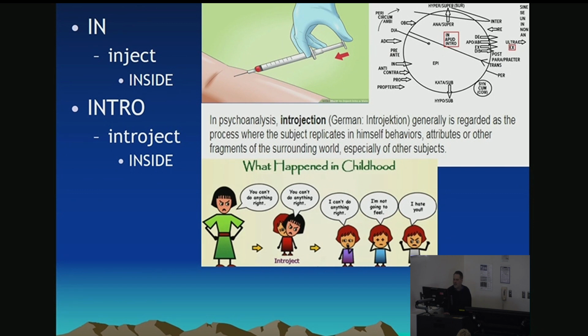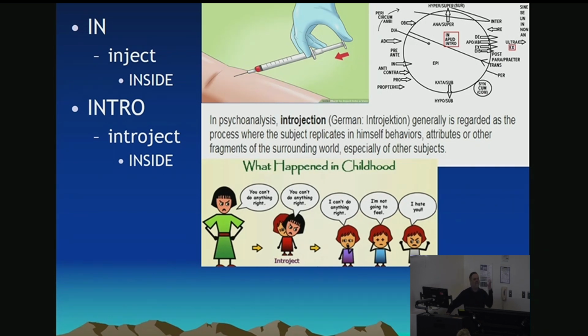Okay? And so what does it mean? Very easy to understand. To introject is the opposite of to project. Okay? So projection is to lay your crap on others. To introject is the opposite. And there's an example. What happened in childhood? You can't do anything right, the mother says, and underneath it did say mother, I think. And then the children learn that type of mean behavior from the mother, and then they do it to each other.